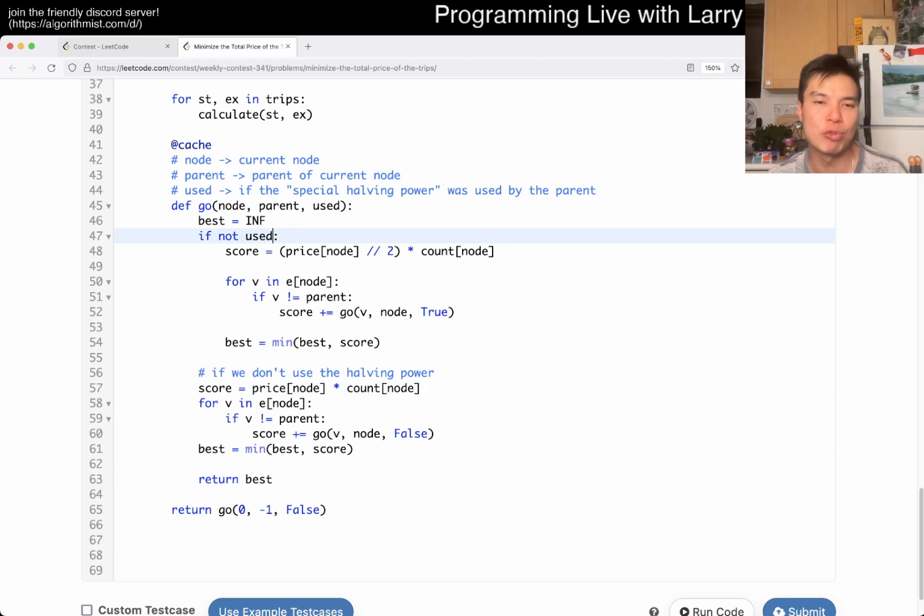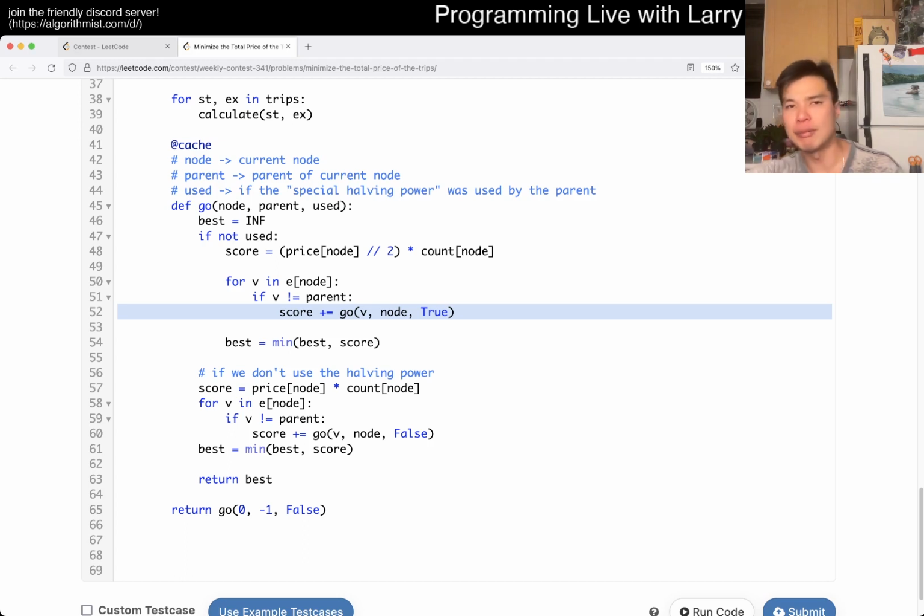If, however, the parent was not used, then you can use the halving power here. Note that this is really just the same as this, except for one critical part, the pricing function, we half it, and of course, when we go to the recursion, we tell them that, look, it's true. Like the parent is used, so that you cannot use it the next time. So that's basically it. This is the DP. If you're a little bit confused about it, draw it out. But I also think there's a couple of these problems in Leetcode. So definitely someone link below, or ask me in the comments, and I'll remind it, or something like this afterwards.